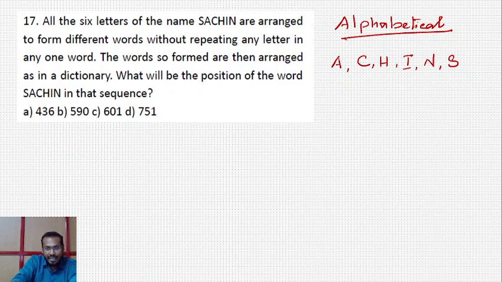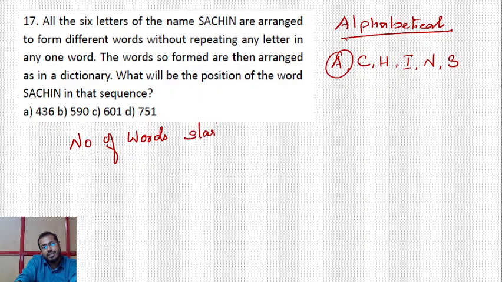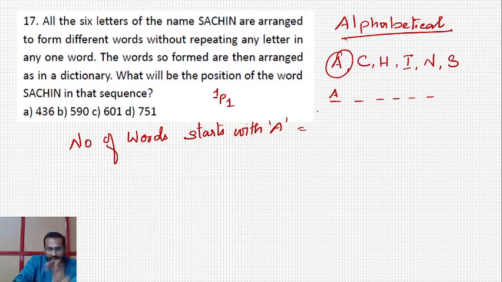So first I need to find how many words can be formed starting with A. So number of words that start with A. Okay, so look at this. 1, 2, 3, 4, 5, 6 letter word. First it should start with A, means how can I write this? 1P1. I placed A first. Remaining how many places?